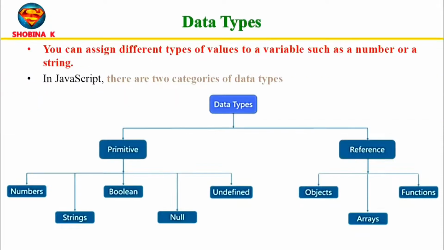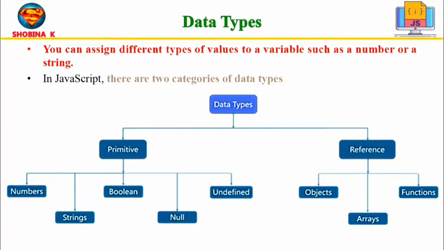In programming, data types is an important concept. To be able to operate on variables, it is important to know something about the type. JavaScript provides different data types to hold different types of values. You can assign different types of values to a variable, such as a number or a string. There are two types of data types in JavaScript: primitive data types and non-primitive data types.